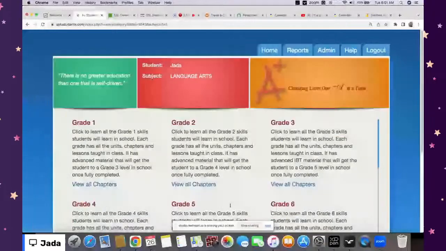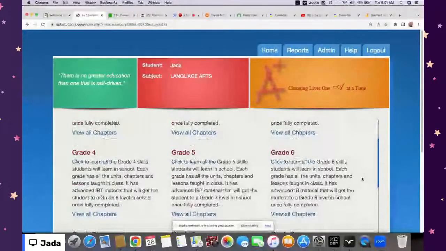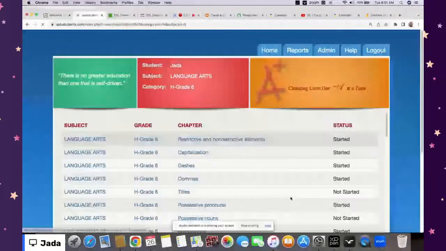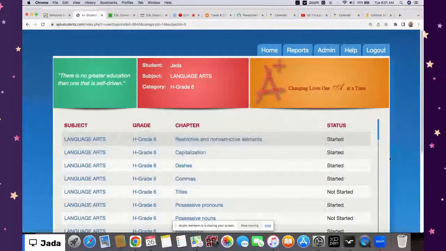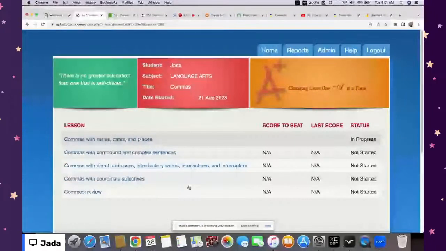And then we go to grade 6. Okay, so we click on commerce. We have 5 lessons under commerce, and let's see if we can hopefully get done with all the lessons today. So, first off, we will start with commas with series, dates, and places.